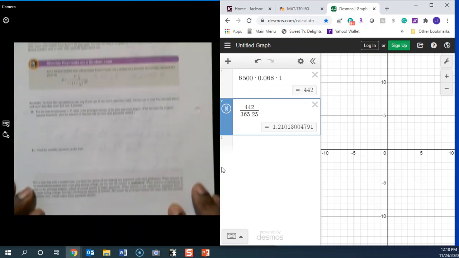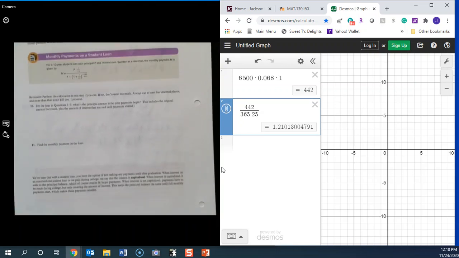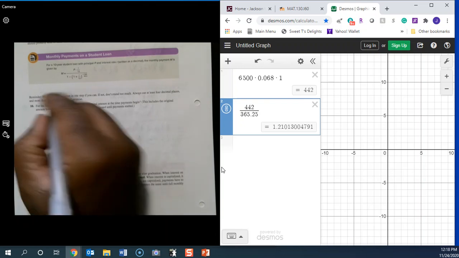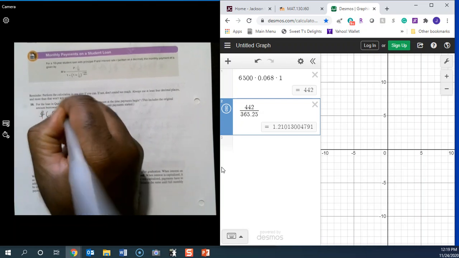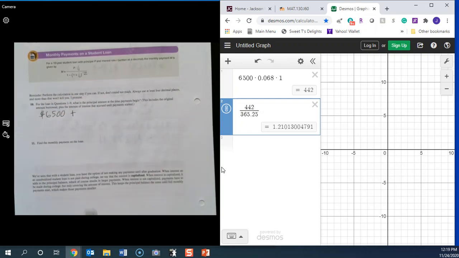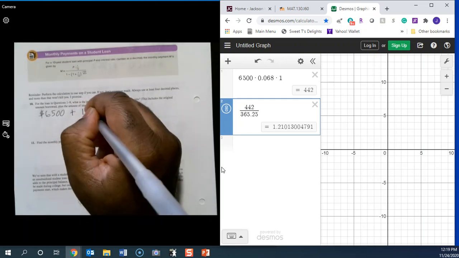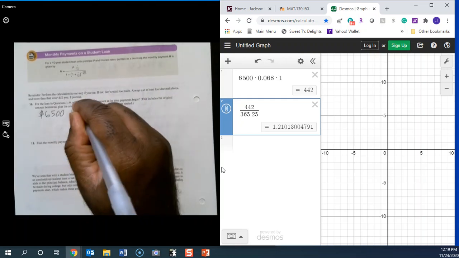All right, we come down here to number 10. It says, reminder, perform the calculation in one step if you can. If not, don't round too much. Always use at least 4 decimal places, and more than that won't kill you. Okay, number 10. For the loan in questions 1 through 9, what is the principal amount at the time payments begin? This includes the original amount borrowed plus the amount of interest that accrued until payments started. So remember, we initially borrowed $6,500. But then when we did the interest that accrued, it accrued $1,878.11.